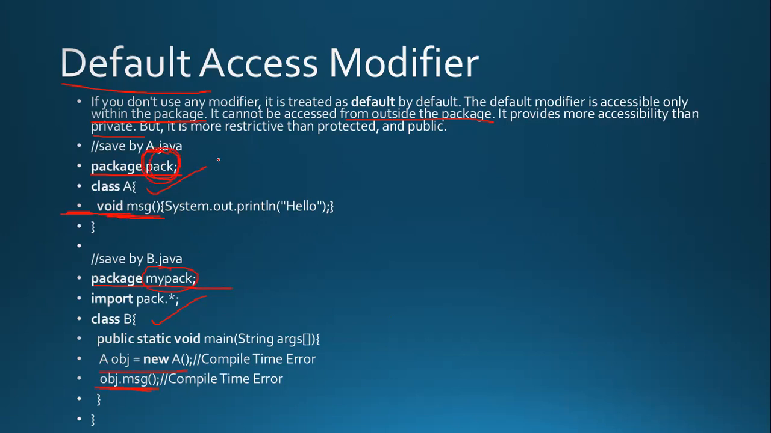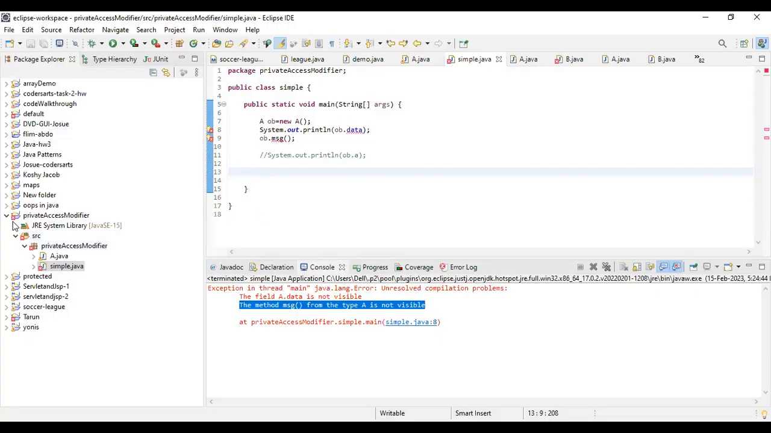Any class within package pack can make use of this method. But mypack is a different package, it's not within this package. Therefore, you cannot access this message method, as it is outside the package and the access modifier is default, which restricts the use of this method outside the package pack. Let's understand this again by switching to Eclipse and see how it works and what error it throws.